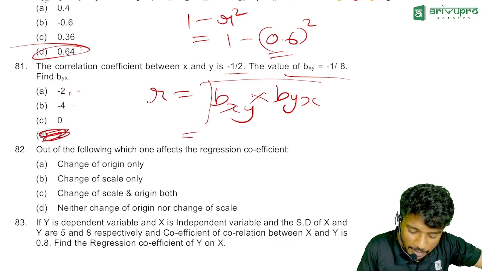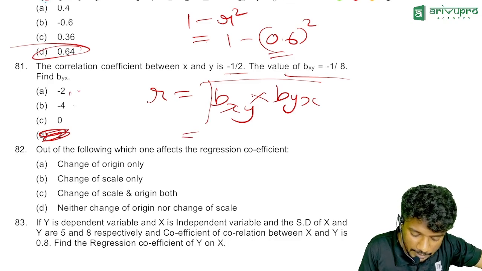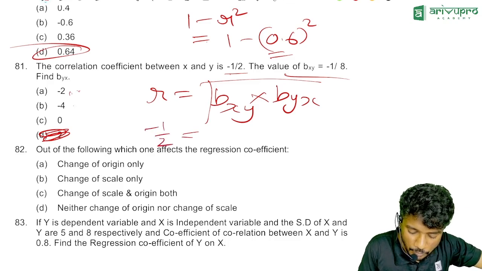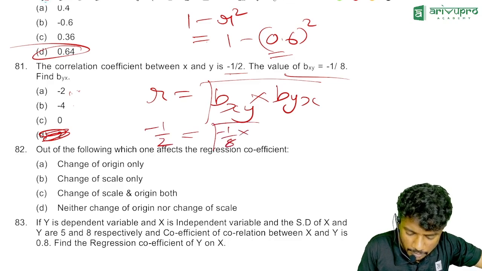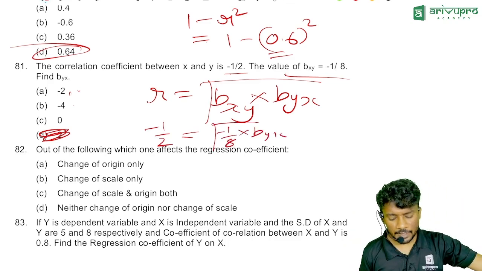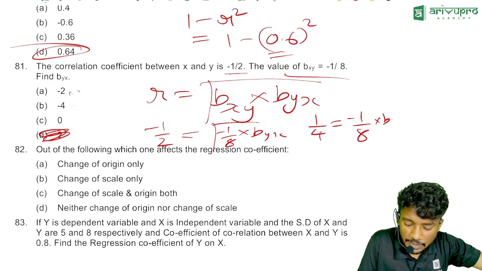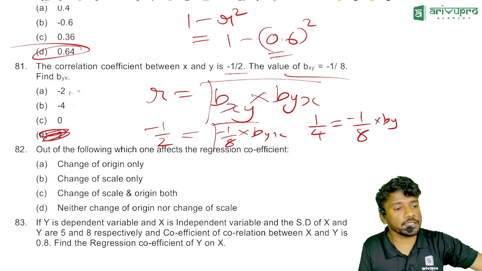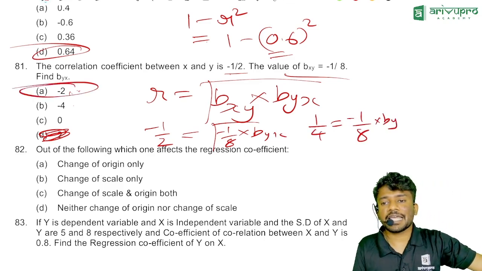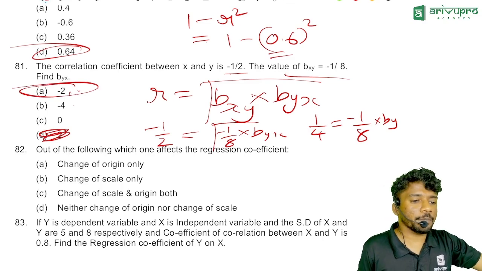Now, look at it. So bxy is how much? Minus 1 by 8. So minus 1 by 2 is equal to root of minus 1 by 8 into byx. Square both sides. That will become 1 by 4 is equal to minus 1 by 8 into byx. What is the answer? 8 will go to the other side. Answer is option A.